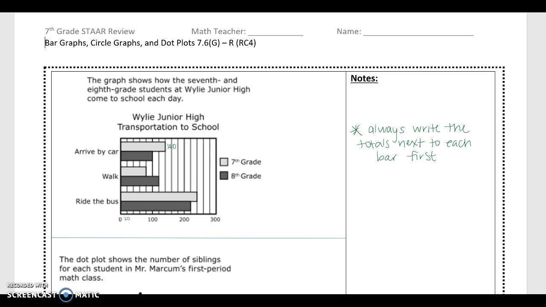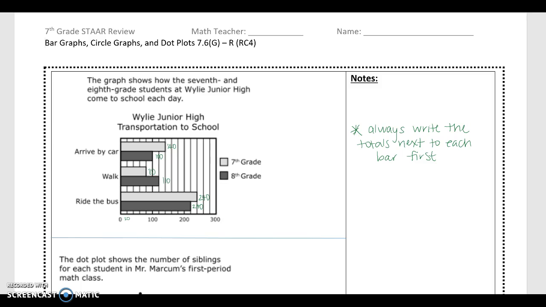Then we have 100, 80, 110, 240, and 210. So that'll help you with your analysis, okay?